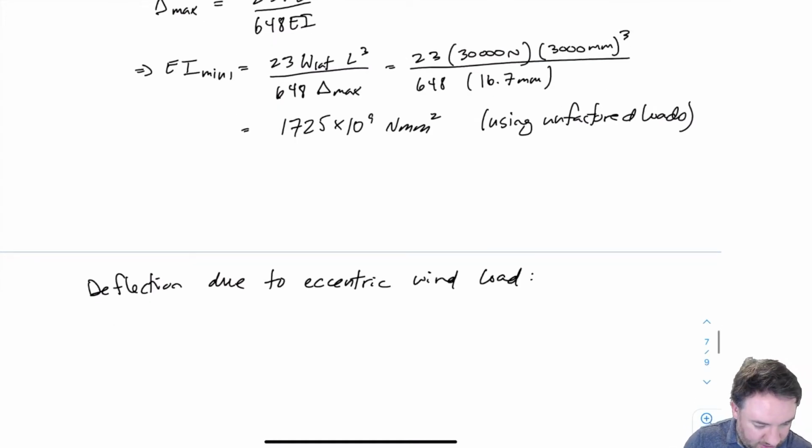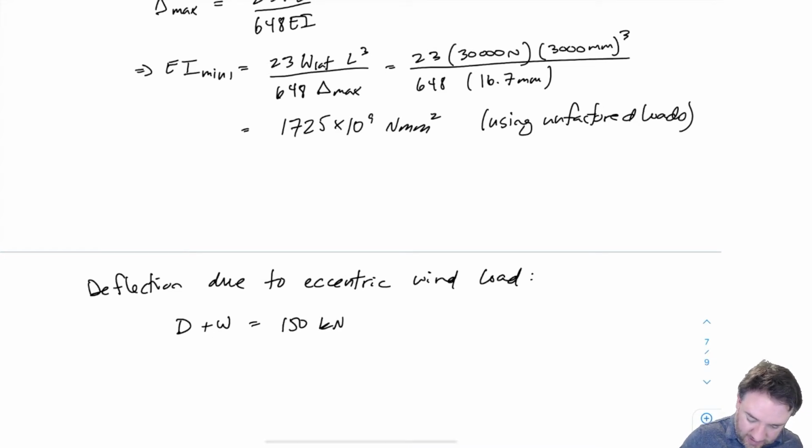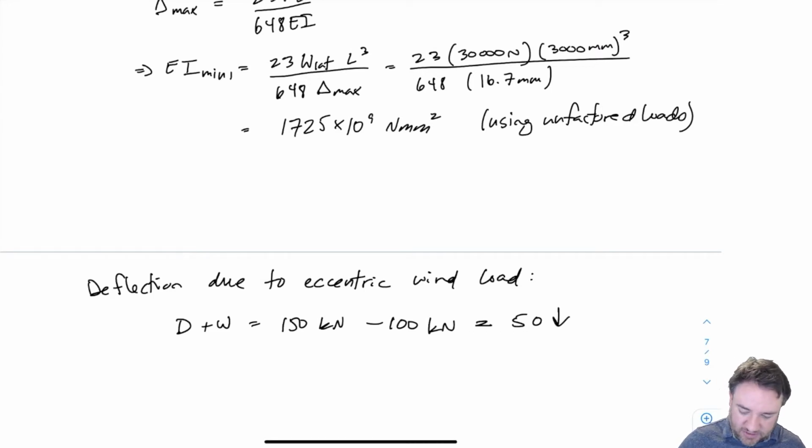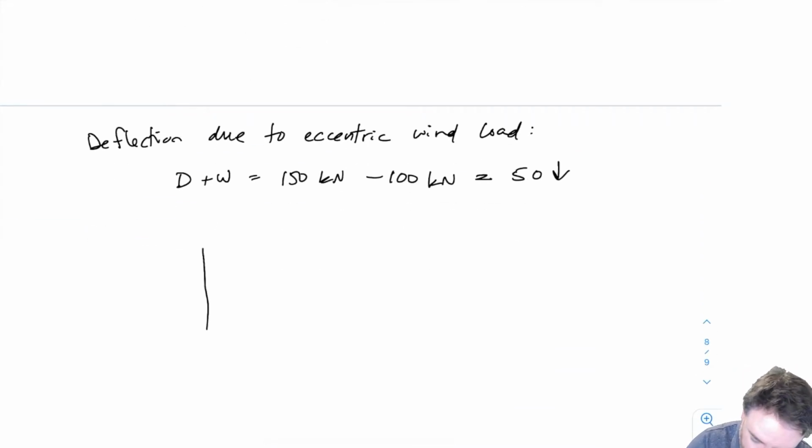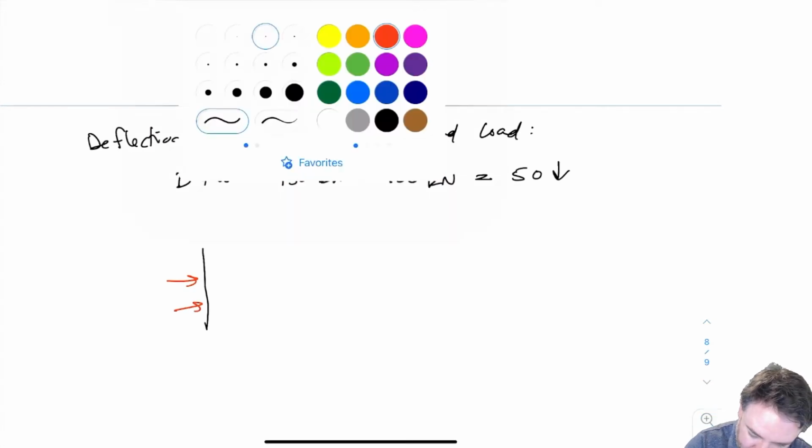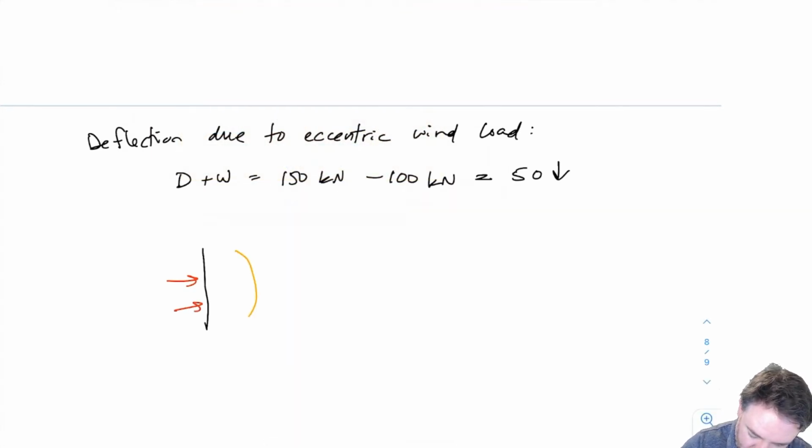And so the applied load that we're interested in here is basically dead plus wind, and dead is 150, and wind is negative 100. So this is going to end up being 50, but downwards, which means that it's actually going to bend it in the opposite direction. So we have this situation here. We have this load bending like this. So we have a bending that is in this direction.